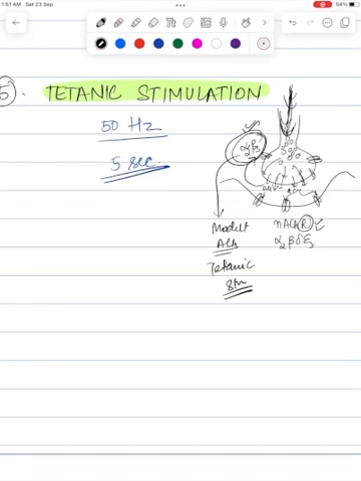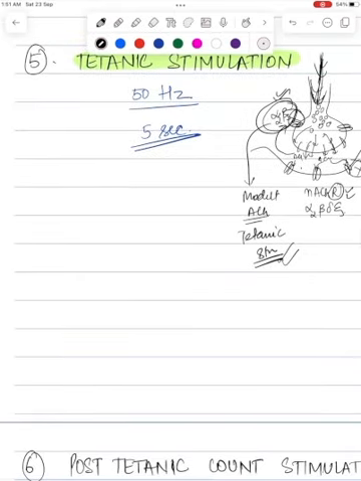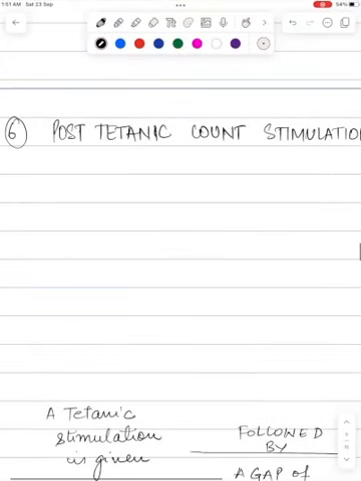Now, non-depolarizing muscle relaxants not only block the postsynaptic nicotinic acetylcholine receptors, but they also block the presynaptic nicotinic acetylcholine receptors, and thus limit the acetylcholine release in response to tetanic stimulation, thus making subsequent muscle contractions weaker and weaker, which is essentially your fade phenomenon. So tetanic stimulation has little use in everyday clinical anesthesia except as a component of either double burst stimulation or post-tetanic count. Now let us move on to the post-tetanic count stimulation.